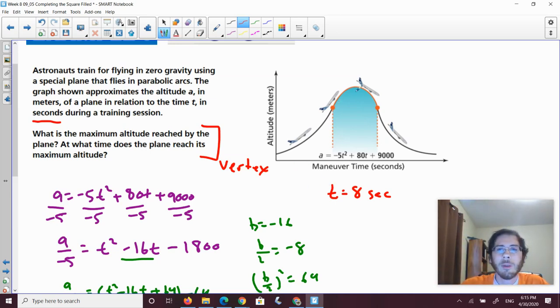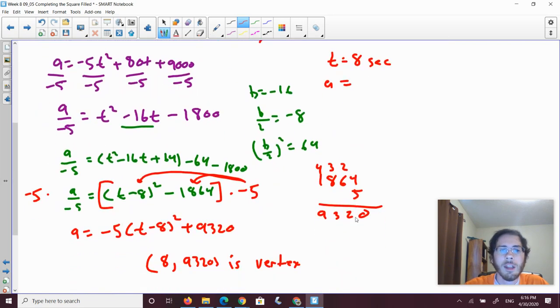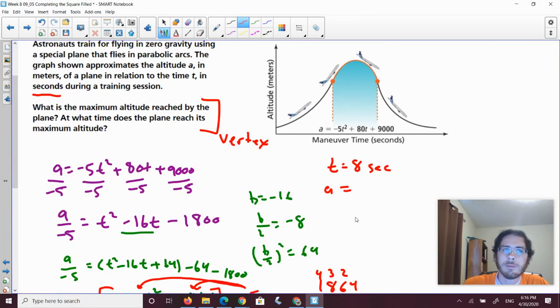We want to find out what's the maximum altitude though. So for that, we'll say that the altitude A, I forgot what number we had, 9320. And that's going to be in meters. And this is going to be where it's at the maximum altitude.